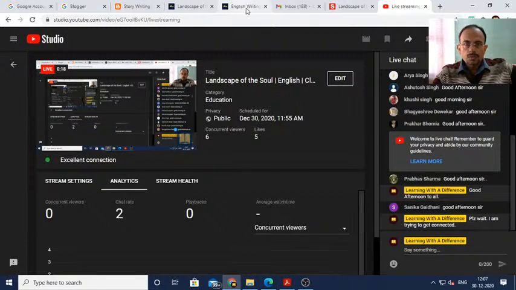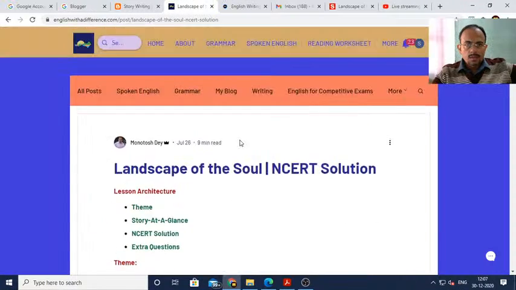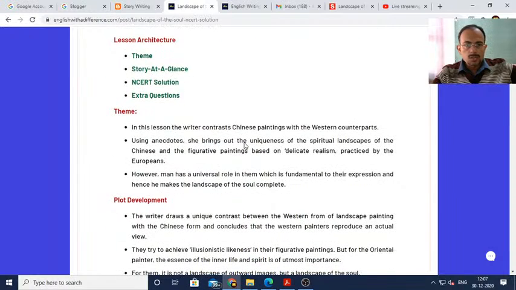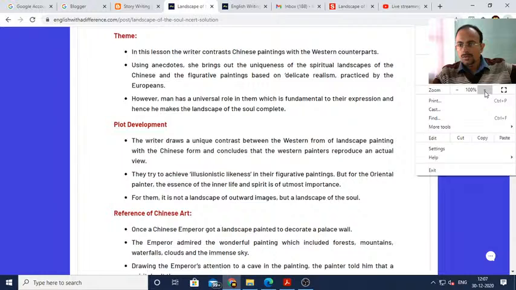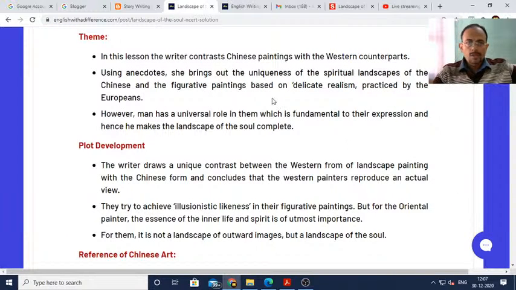So, first of all, we shall go with the theme of the story, Landscape of the Soul. Dear students, in this story we are going to learn the difference between European painting and Chinese painting. In this lesson the writer contrasts Chinese paintings with their Western counterparts. There is a contrast between Chinese painting and European painting.